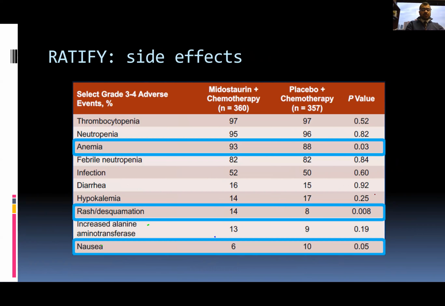Toxicities: most common is myelosuppression, cutaneous, and GI. These are the most common things. And remember, we're looking at them in combination with chemotherapy. So it's midostaurin plus chemotherapy, which had more anemias than the placebo with chemo, and more rashes, as well as more GI toxicity. The rest of them were not really clinically or statistically significantly different between them.